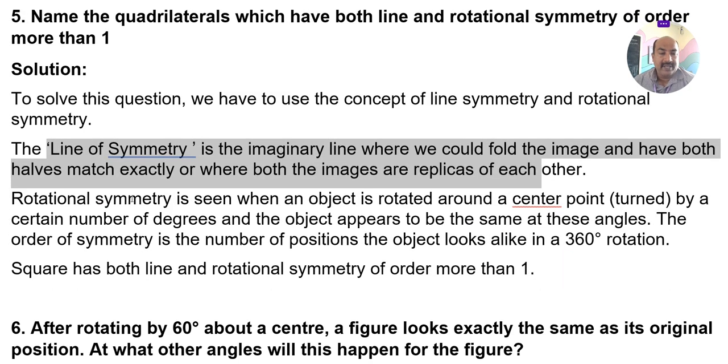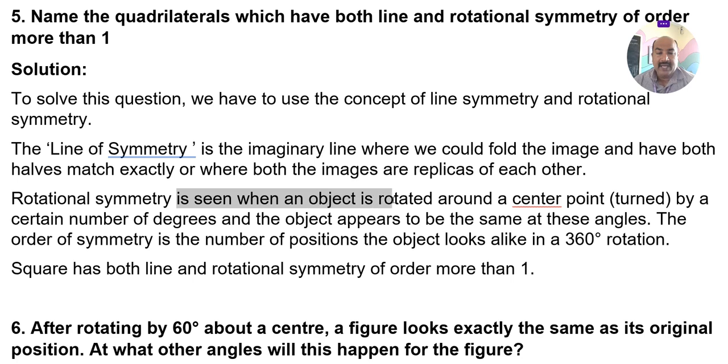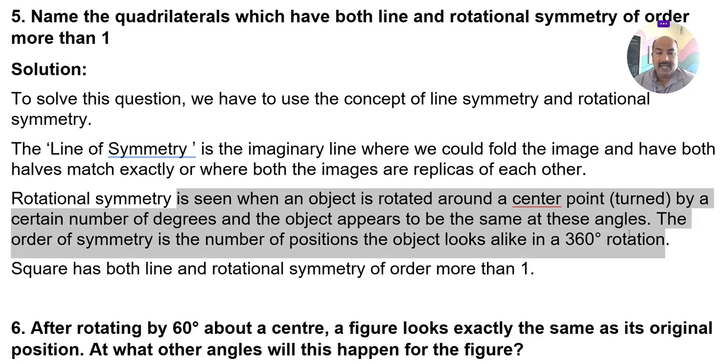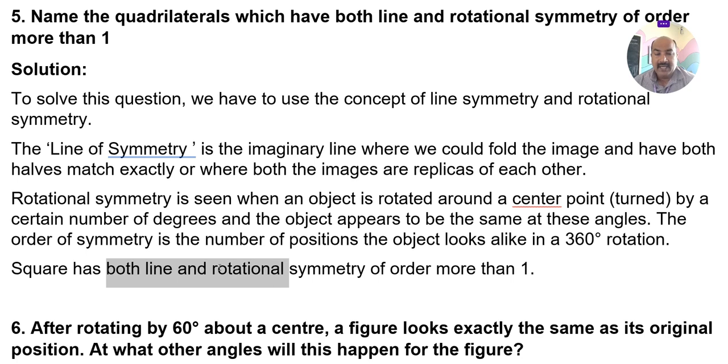Rotational symmetry is seen when an object is rotated around the center point by a certain number of degrees, and the object appears to be the same at these angles. The order of symmetry is the number of positions in which the object looks alike in a 360 degree rotation. A square has both line and rotational symmetry of order more than 1.